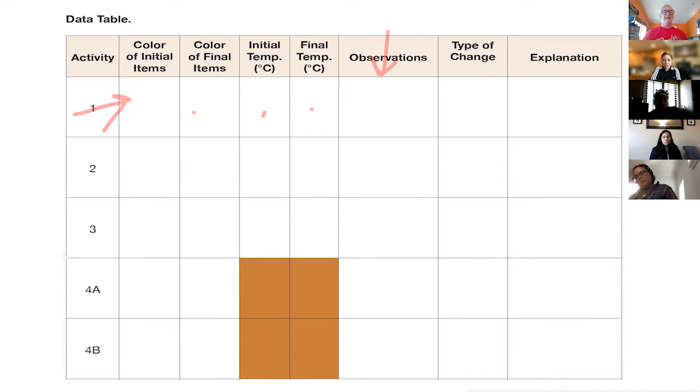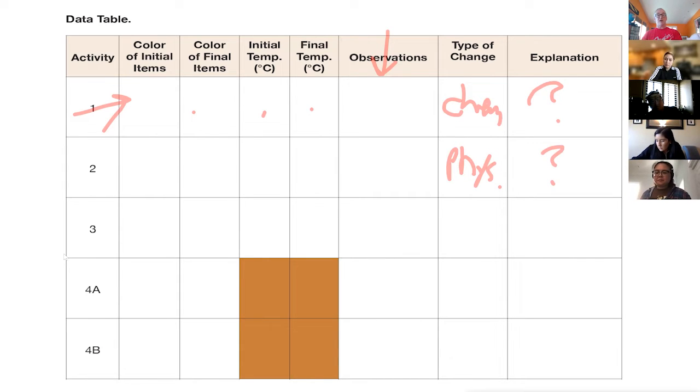What did you see? Now, when you're looking at the candle or something, just putting that it burned isn't a particularly good observation. You want to give colors that you see. You want to give potential gases that you might see. Is it smoking? Is there black soot coming off it? All that kind of stuff you want to include in your observations. Then you say whether it's chemical or physical, and then explain why.